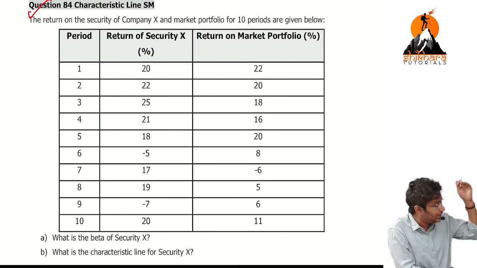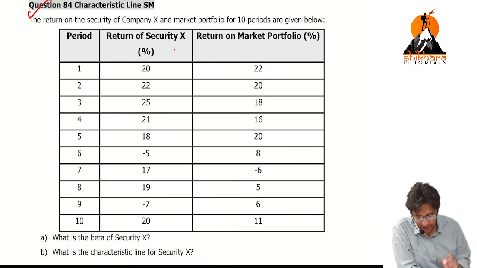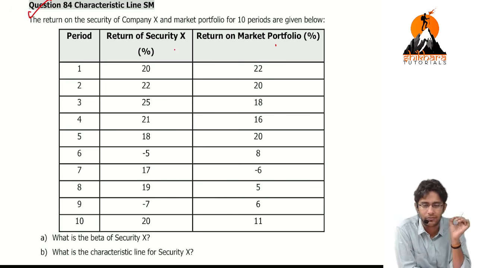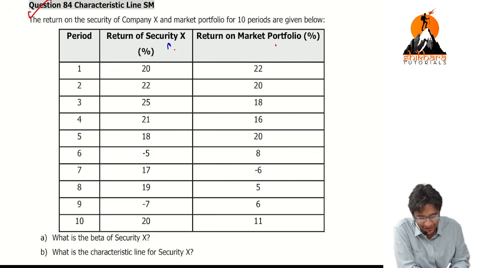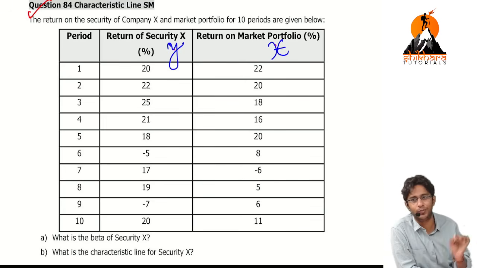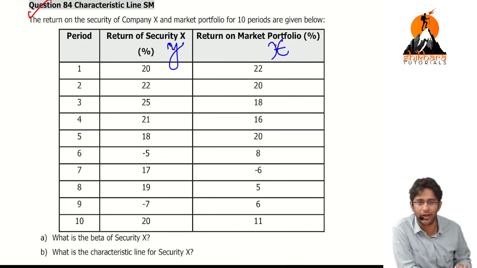This one: 10 years of data, security X's return, market return given. See this fellow's trap point. The security name is X, but that is standing on the y-axis. When you apply your beta formula, this is not x, this is y. Sir, all these are stupid, cheap examination techniques. They will play like that only.